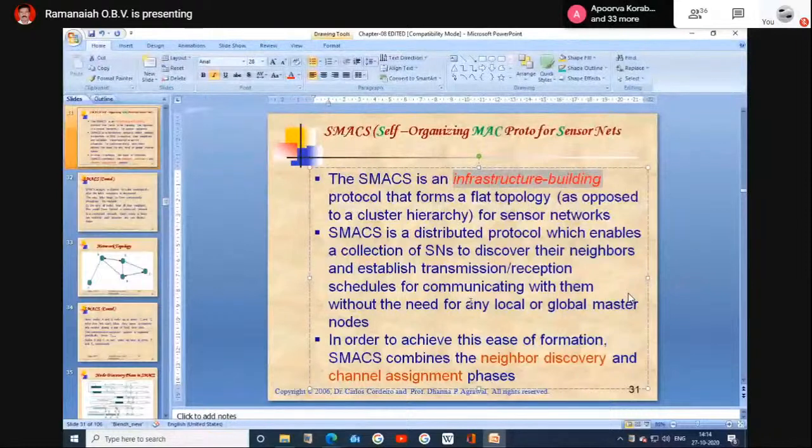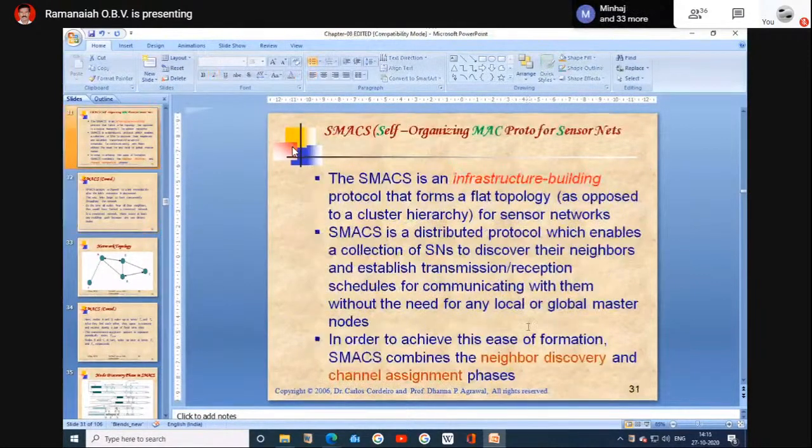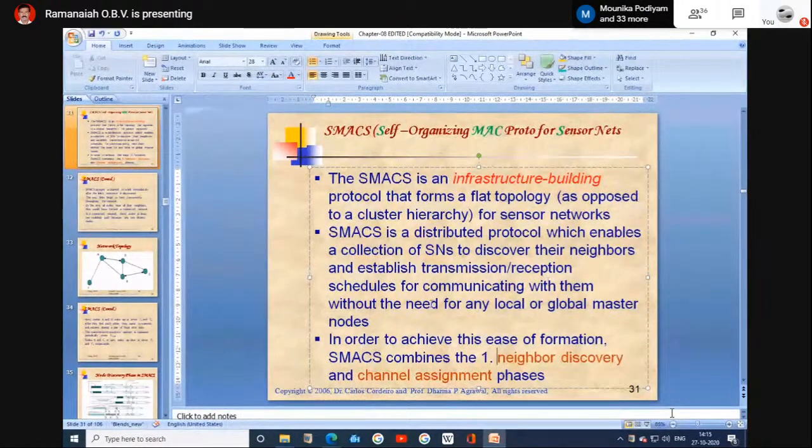The network for commissioning for a particular application. That is the idea behind naming this protocol as infrastructure building protocol. It is a distributed protocol which enables a collection of sensor nodes to discover their neighbors and establish transmission reception schedules without any support, without any infrastructure, without any centralized agency. Right? So the two important phases are one is neighbor discovery and second is channel assignment.